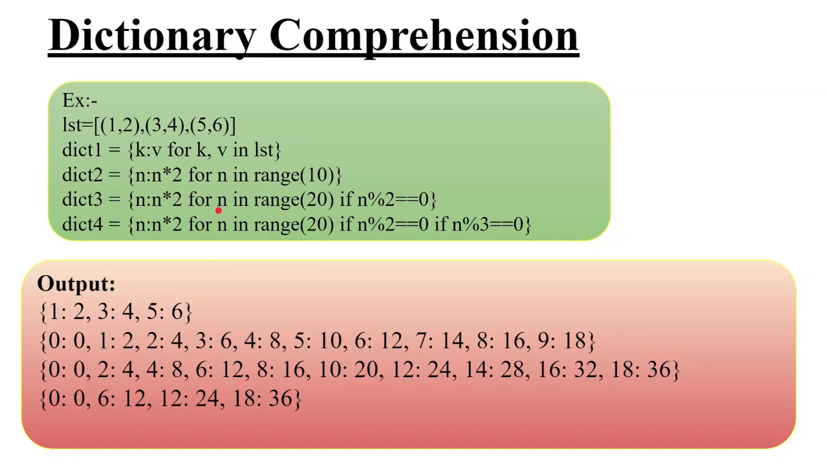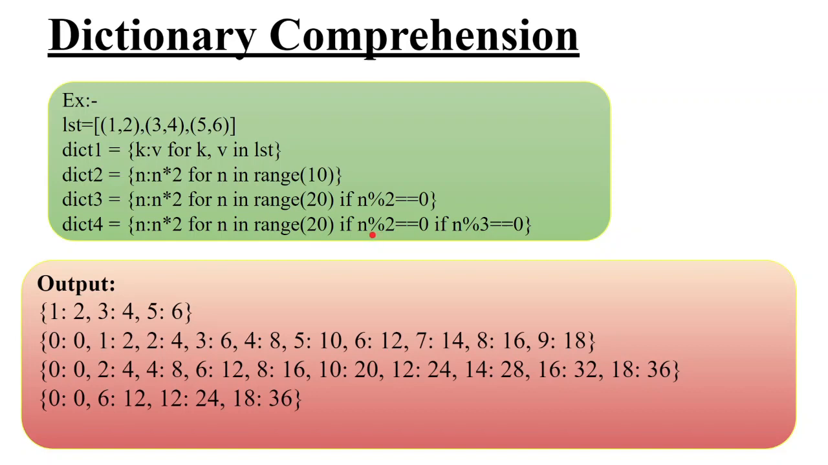And in the second iteration, the n value is 1, this condition fails, so it iterates to the third value. If the condition is true, only then this expression gets executed and key-value pairs are generated. And in the fourth example, you can see there is a nested if here.